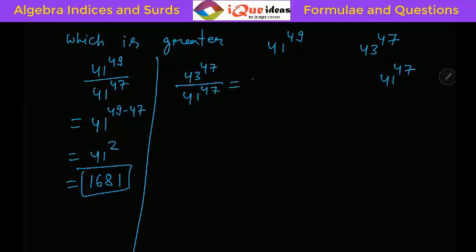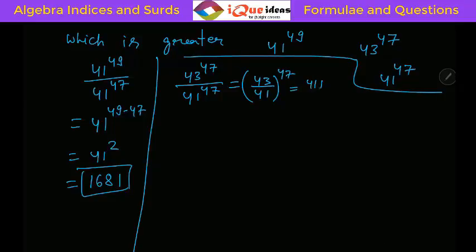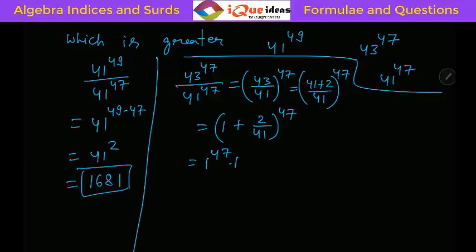Whereas the second one, that is 43 raised to 47 divided by 41 raised to 47, will be 43 upon 41 whole to the power 47. The numerator 43 can be written as 41 plus 2 divided by 41 whole raised to the power 47. So this becomes 1 plus 2 by 41 to the power 47. Now here it is 1 raised to 47 plus 47 into 1 to the power 46 into 2 by 41 plus 47 into 46 by 2 into 1 raised to 45 into 2 by 41 square.